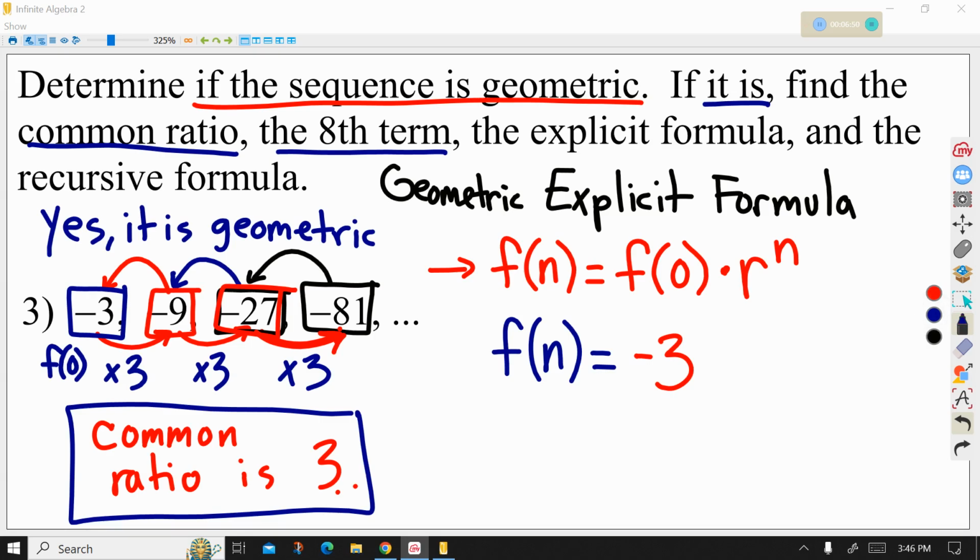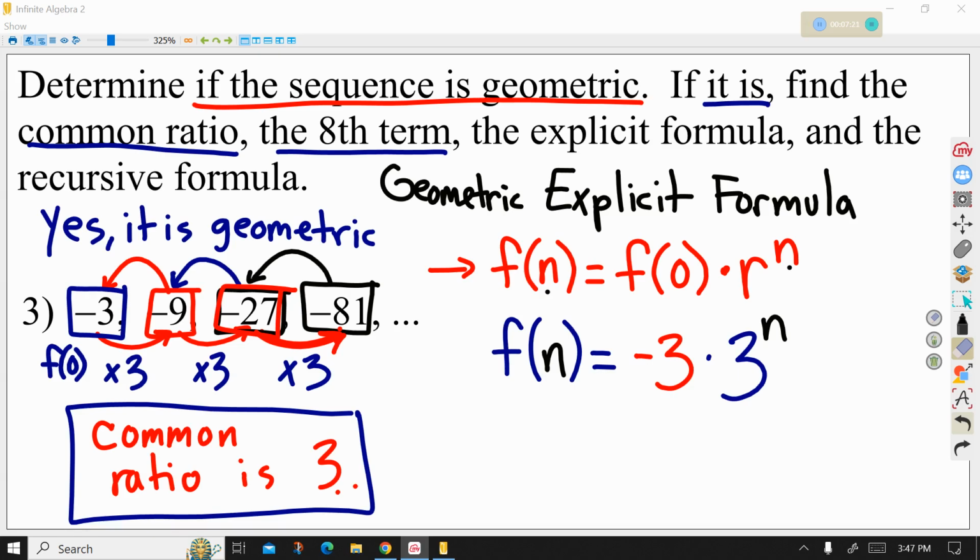Now to get the common ratio, the common ratio happens to be 3. So we put 3 right here, and then we have an n that goes right there. I've been trying to show people that at this step, when we have an n there and an n there, that should continue. When I have an n here, we still have an n as the exponent. So that's the explicit formula for this sequence.